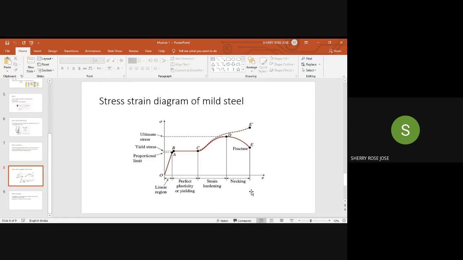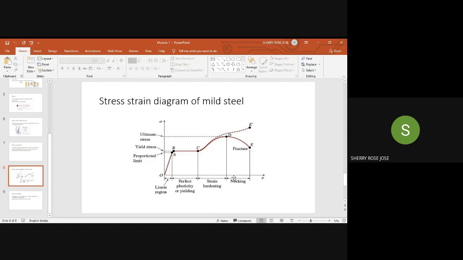The next point is the ultimate stress point. Ultimate stress is the maximum stress that can be taken by a material. If we are talking about mild steel, ultimate stress is the limit up to which the body can take the stress. The maximum stress that can be taken by a body without getting fractured is termed ultimate stress. The next point is the fracture point, at which the body starts to break or fracture.